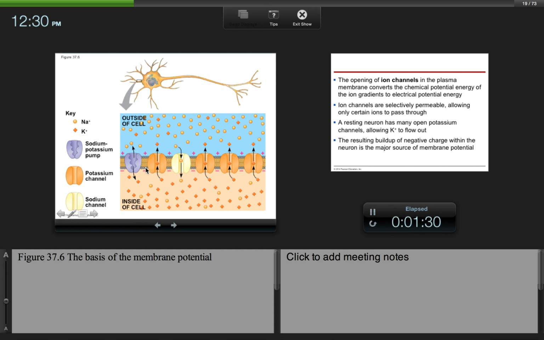So here we have the sodium-potassium pump. So the circles are the sodiums. So you can see that the sodium-potassium pump is pumping 3 sodiums out for every 2 potassiums that come in. Now there are also channels within the membrane, both sodium and potassium channels within the membrane. So you can see that potassium is going to diffuse down its concentration gradient out, and sodium is going to diffuse down its concentration gradient into the cell.